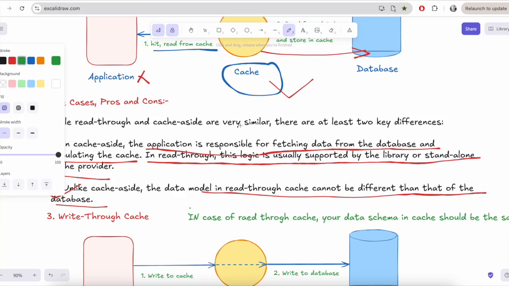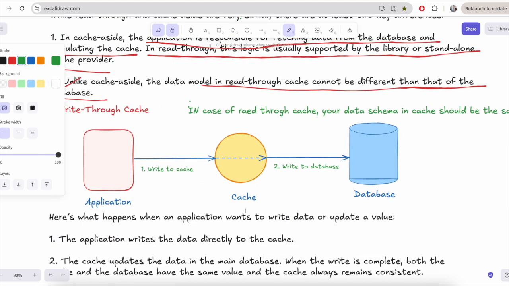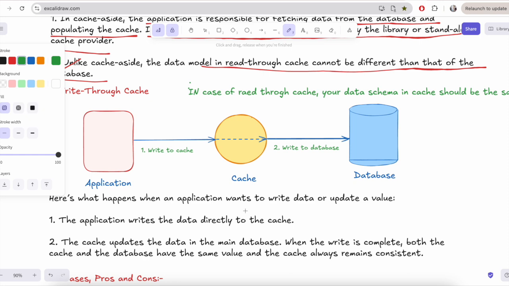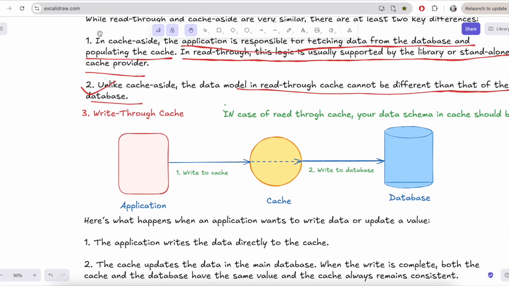It's the cache itself, the fridge itself, who is getting the data from the database, right? Like in case of a cache miss.